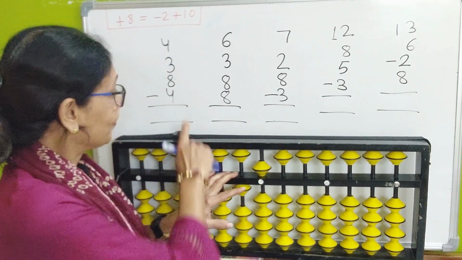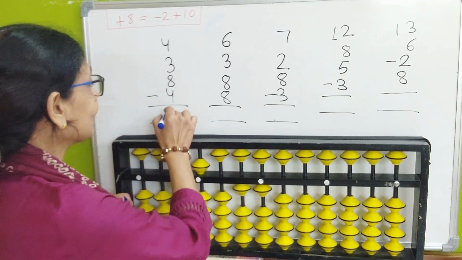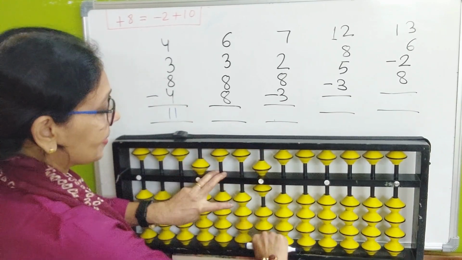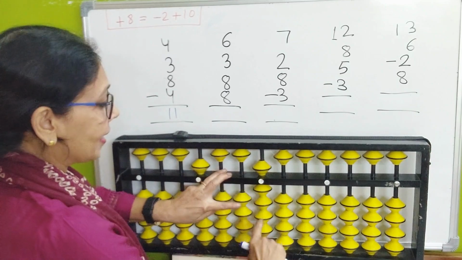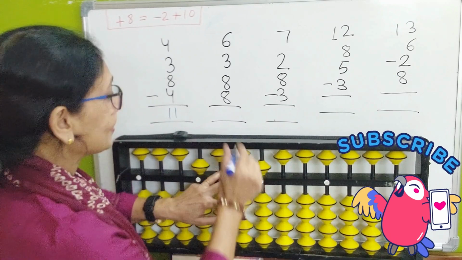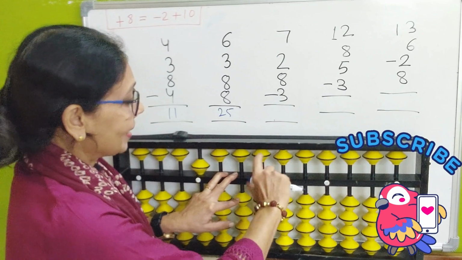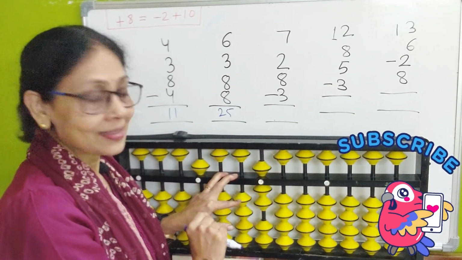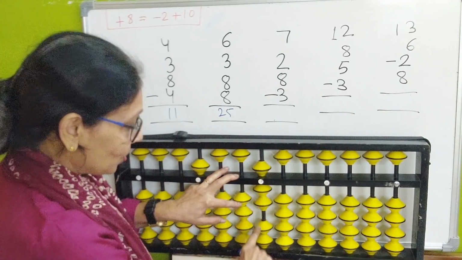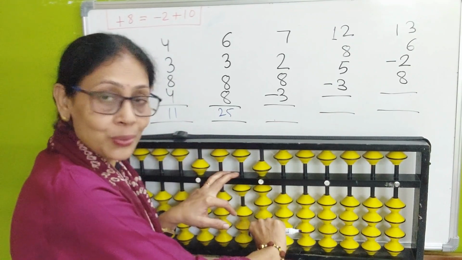Let's 4, add 1, let's 5. This is 11. Okay. Next is 6, 3, add 8, let's 2, add 10. Add it again, let's 2, add 10. So this is 25. Okay. Next is 7, add 2, add 8, let's 2, add 10. Let's 3, add 2, let's 5.